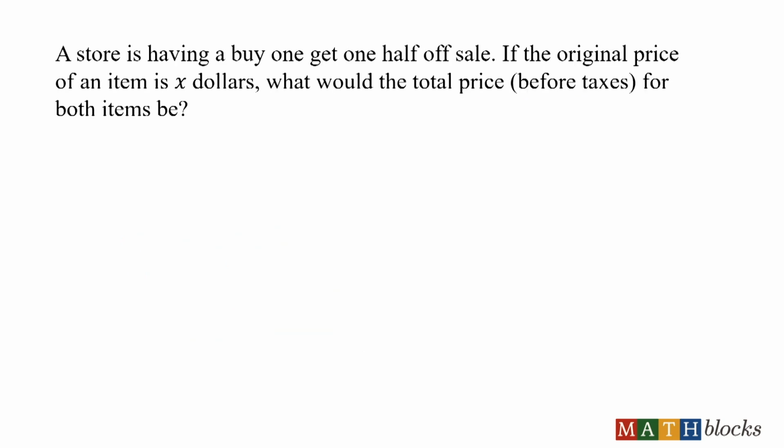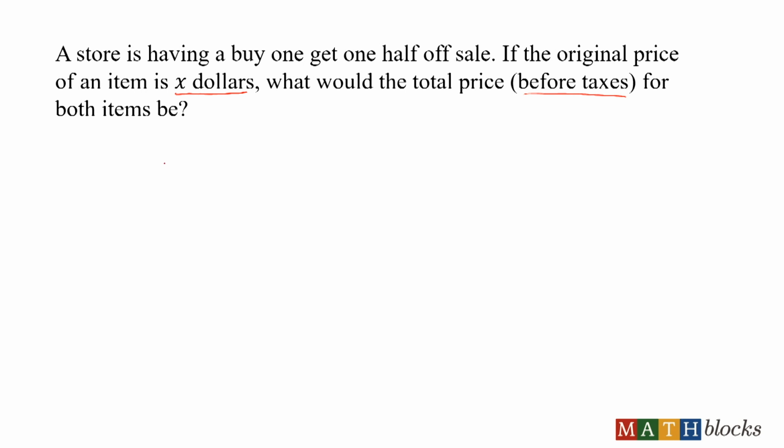For another example, this says a store is having a buy one, get one half off sale. The original price of an item is X dollars. What would the total price be before taxes for both items? So it's a buy one, get one half off sale, which means we're going to buy one item at the original price, and the second item is half off.